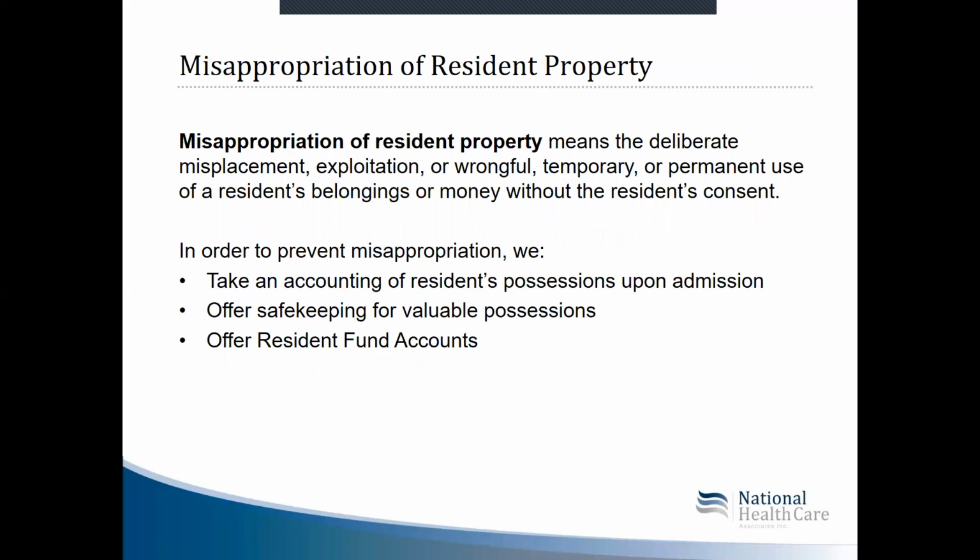Misappropriation of resident property is the deliberate misplacement, exploitation, or wrongful, temporary, or permanent use of a resident's belongings or money without the resident's consent. In order to prevent misappropriation, we must take an accounting of residents' possessions upon admission, offer safekeeping for valuable possessions, and offer resident fund accounts.